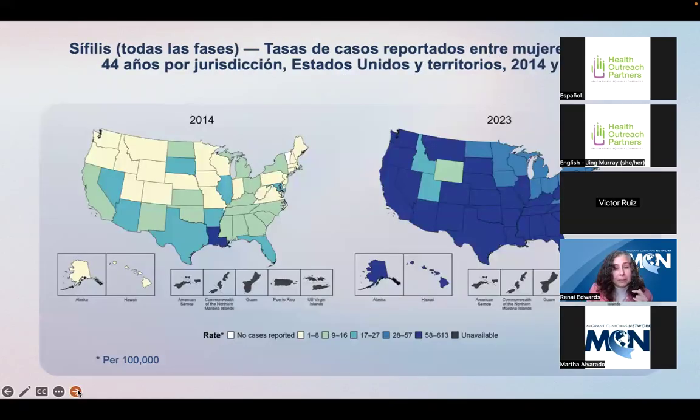All right, so this set of maps, like the one we saw earlier, shows a visual of the increase in syphilis across the country from 2014 to 2023, in this case for women. And you can see that the changes on this map are even more drastic, as much more of the country has a darker shade of blue. Again, take a quick look at your state, see where it's at. Next slide.